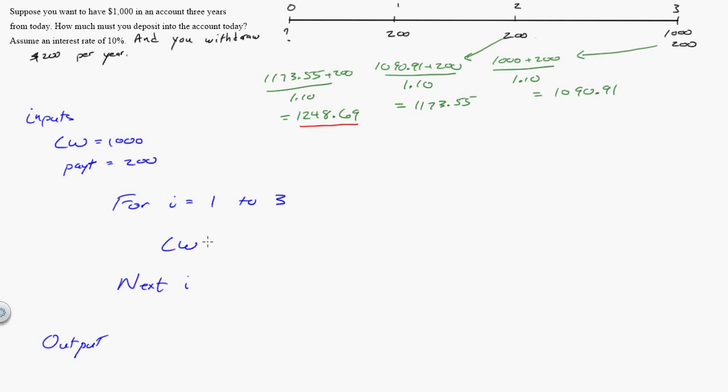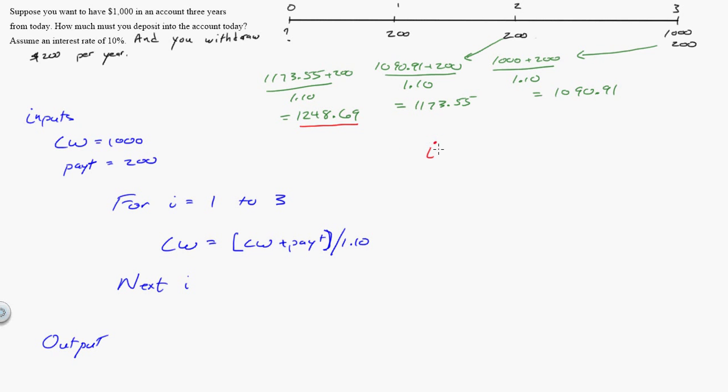Well, the current wealth is equal to, what did I have here? It's going to be the 1,000 plus 200, which is the CW plus the payment, divided by 1.1. Now let's see if that works. So when you're going through this, you have to really think step by step what needs to be done.